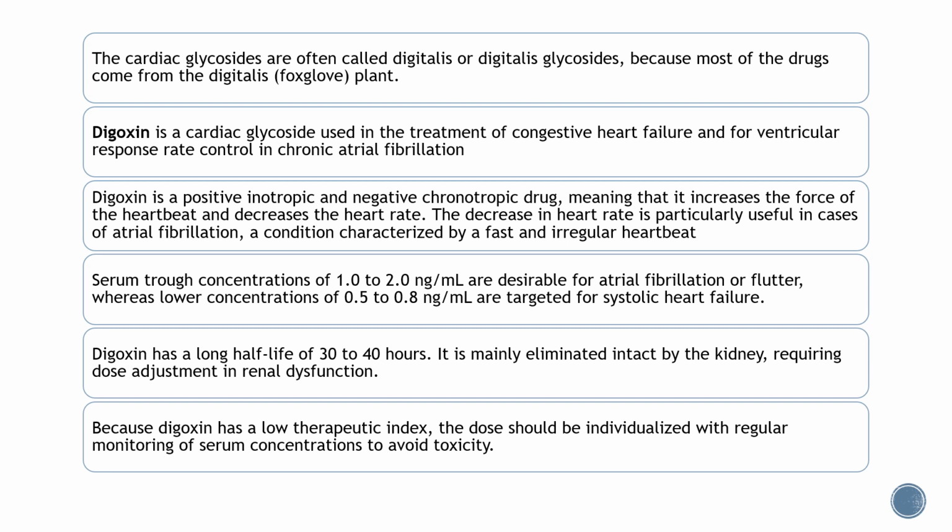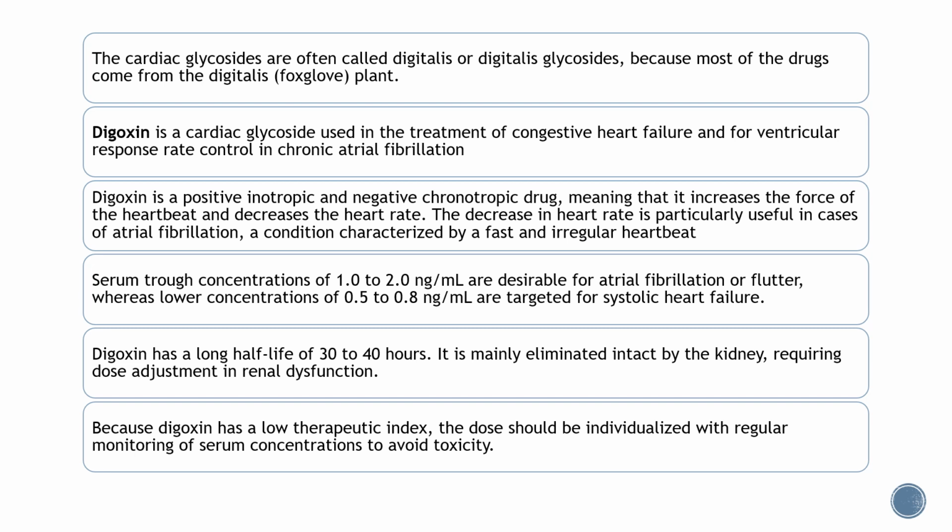So this atrial fibrillation is a condition characterized by fast and irregular heartbeat. So serum trough concentrations of 1 to 2 nanograms per ml are desirable for atrial fibrillation or flutter, whereas low concentrations of 0.5 to 0.8 nanograms per ml are targeted for systolic heart failure.